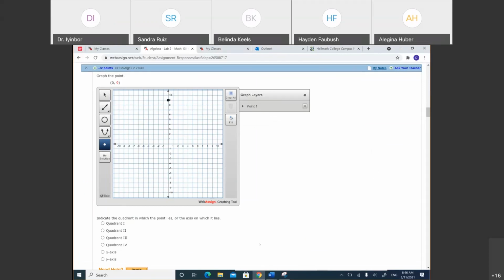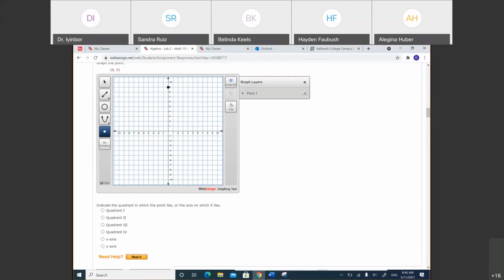Now, which axis is the point on? It's on the Y-axis, right? So we're going to click at the Y-axis. So that's how you graph points. You click at the point down here, and then you graph it.